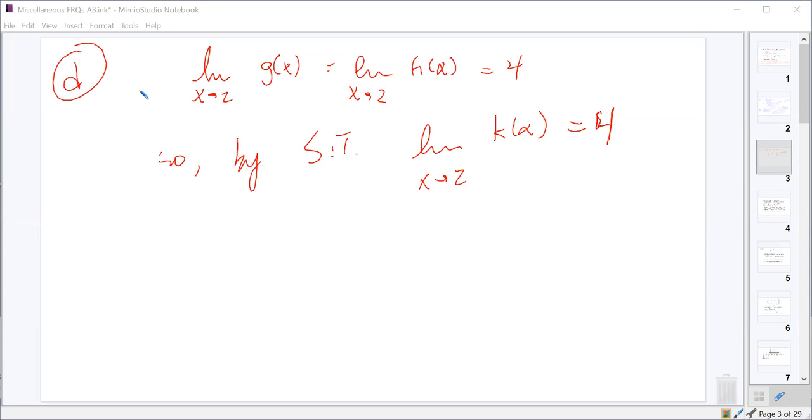Would you make a point if you didn't do the limits part? I think so.